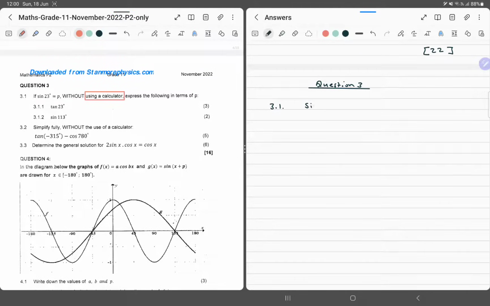Now let's go for it quickly. 3.1, we are told sine of 23 degrees equals P. Always express it as a fraction. Okay, it's very important. So this implies that we have our terminal arm diagram on the Cartesian plane. 23 is an acute angle, so it's an angle in the first quadrant, so we know that we can easily do that. Okay, so that should be 90 degrees. Okay, so that is 23 degrees.